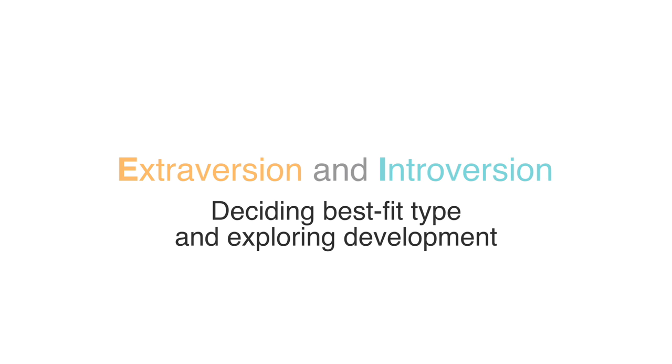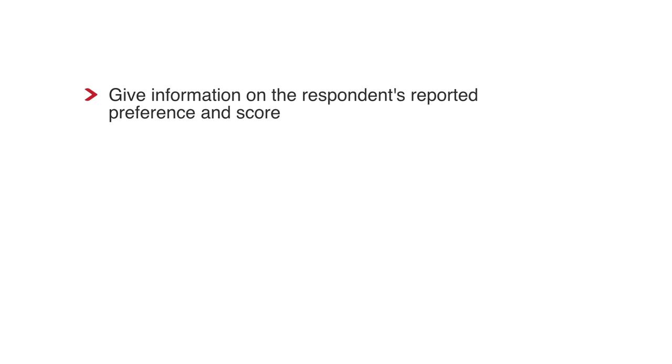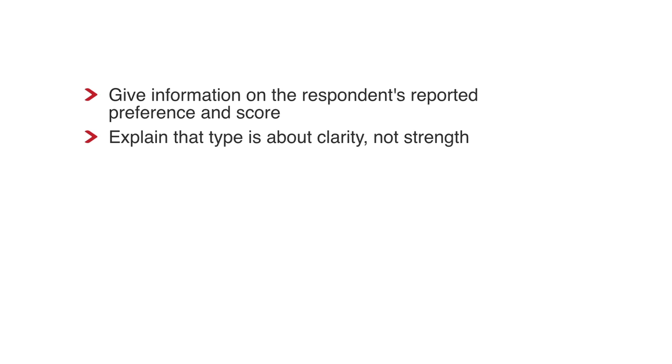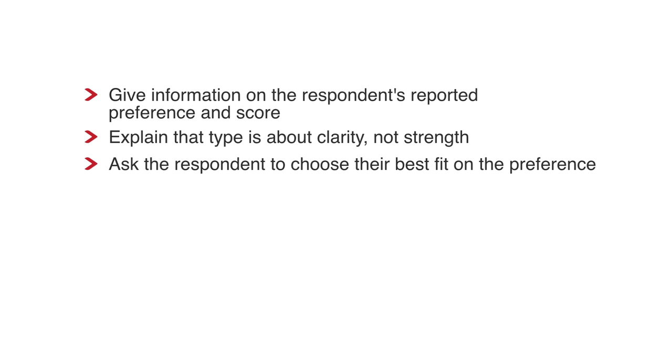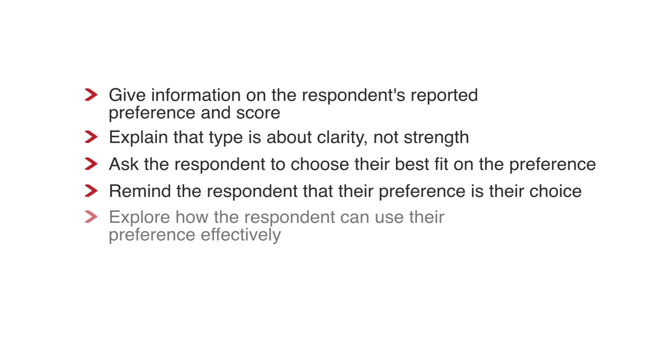Having explored the preference pair with the respondent, we now introduce the result from the MBTI questionnaire. Here, it is important to explain that this result is about the clarity of preference, not strength. The respondent can now indicate their best fit on this preference, considering both their self-assessment and the reported result. Remind them that it is their choice. The section concludes with a discussion of how this preference could be used most effectively.